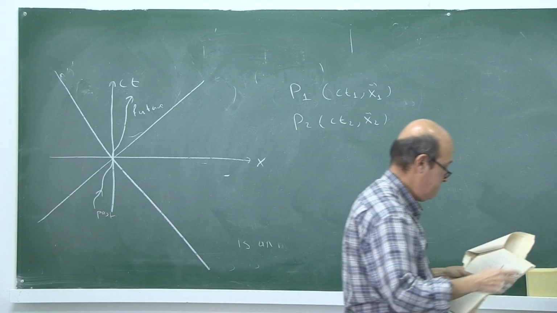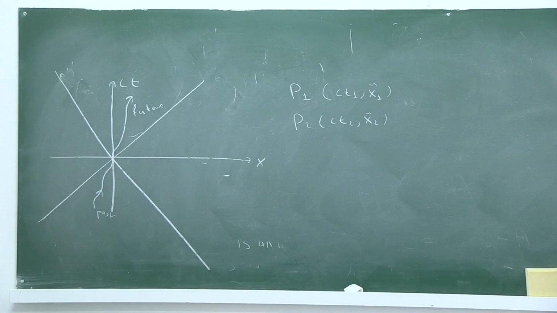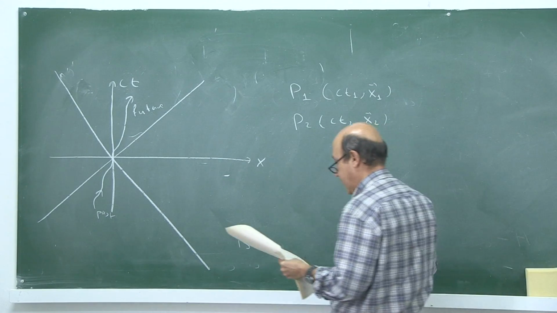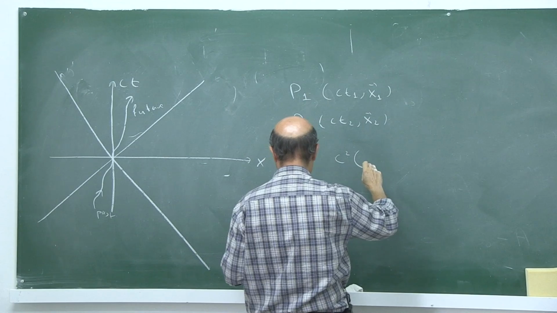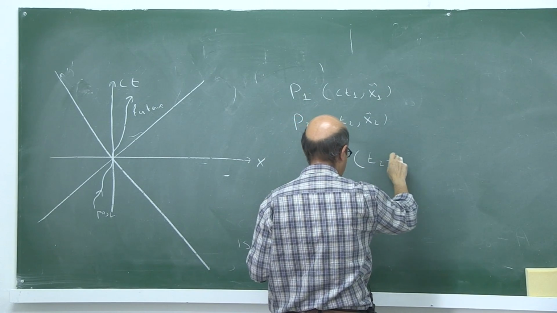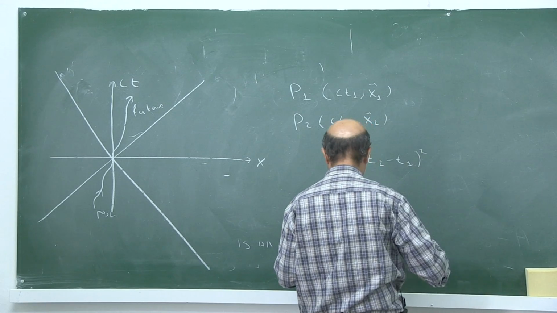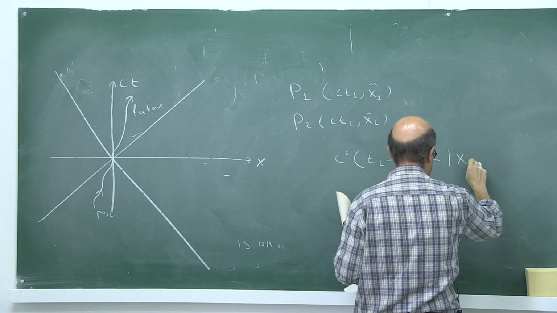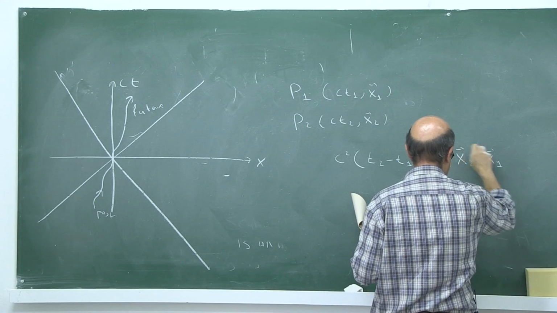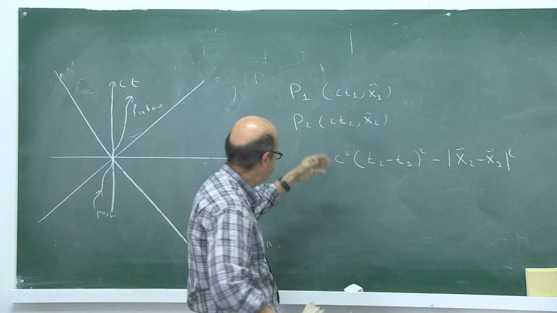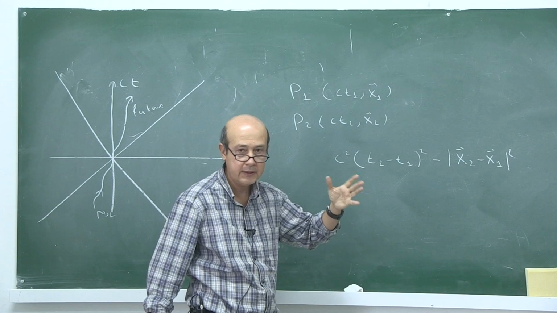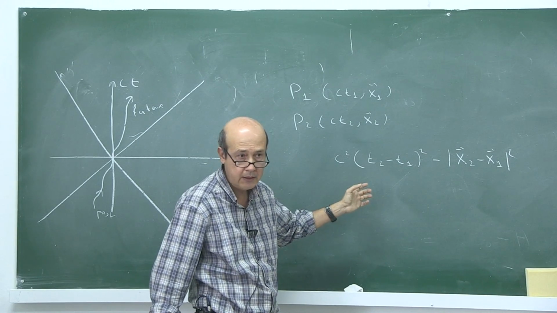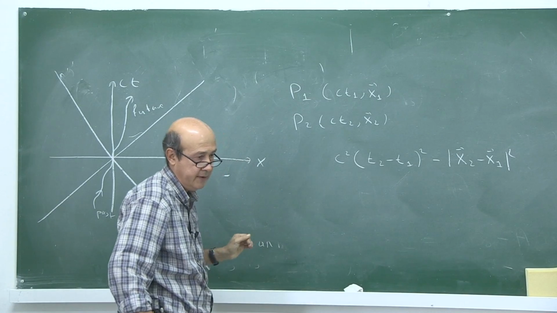You can look at the length of the separation of the 2 events. Length of the separation of the 2 events. So that is nothing but c square (t2 minus t1) square minus (x2 minus x1) square. All you do, subtract these 4 vectors from each other, look at the scalar product by itself. Okay? This length is the same everywhere.